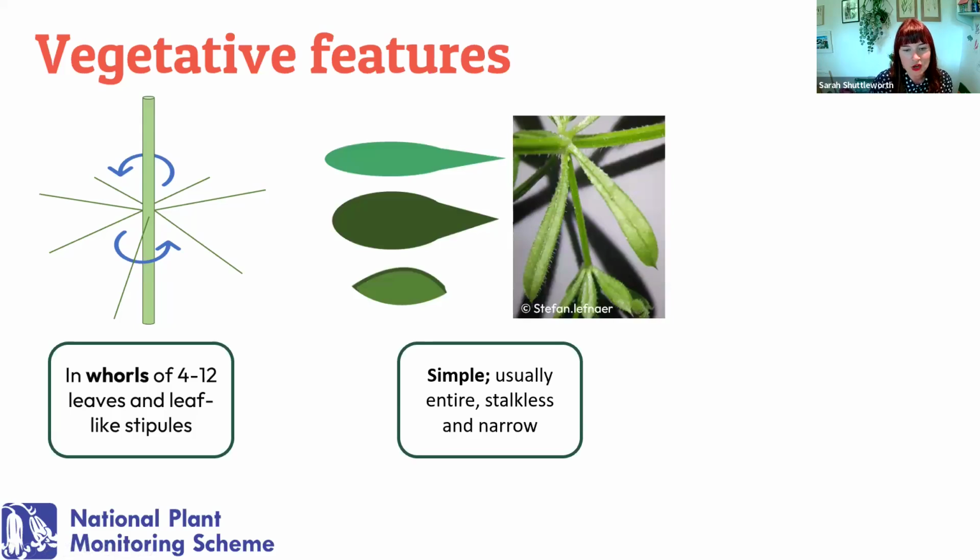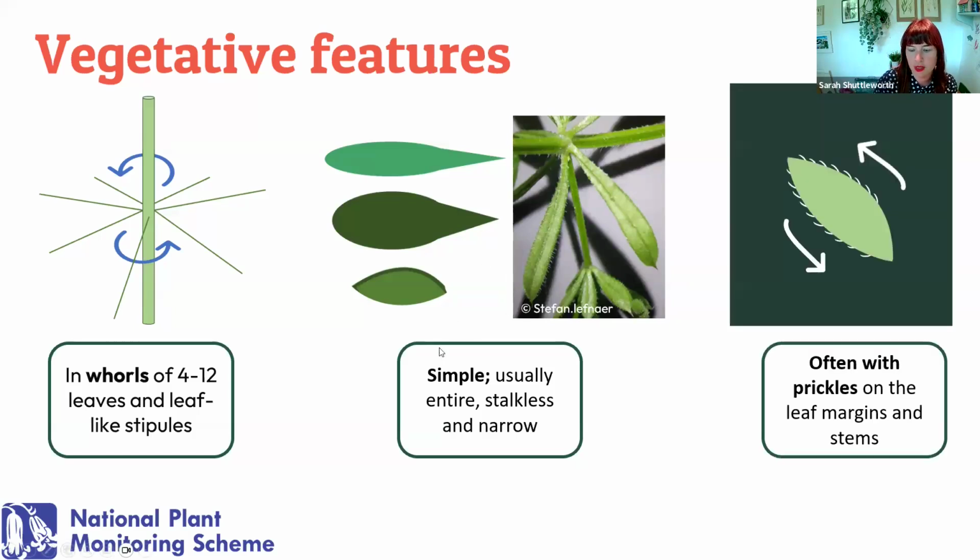The leaves themselves are usually simple, not divided or anything. They're usually entire, so not toothed, but there are prickles, so that's a separate thing. They are stalkless, so they just come down to where they meet the stem, and usually narrow, but obviously that varies between species. They often have prickles on the margins of the leaves and also the stems, and the direction of these prickles is really important.